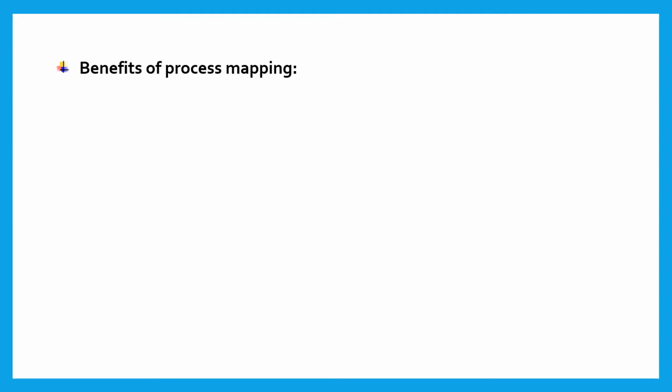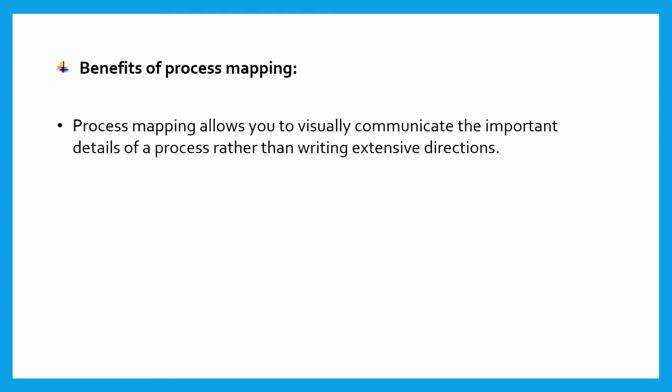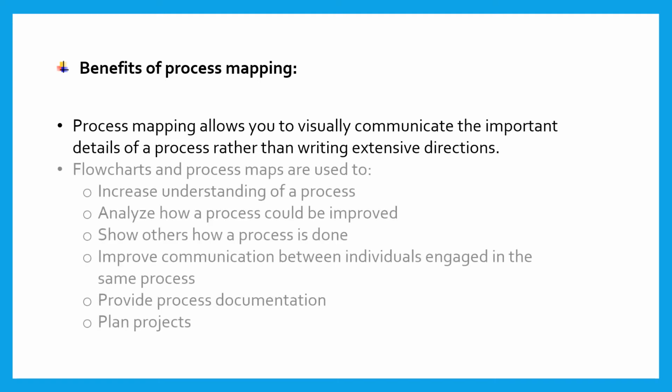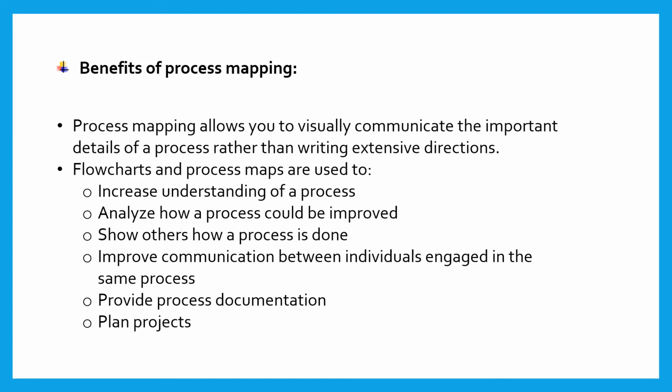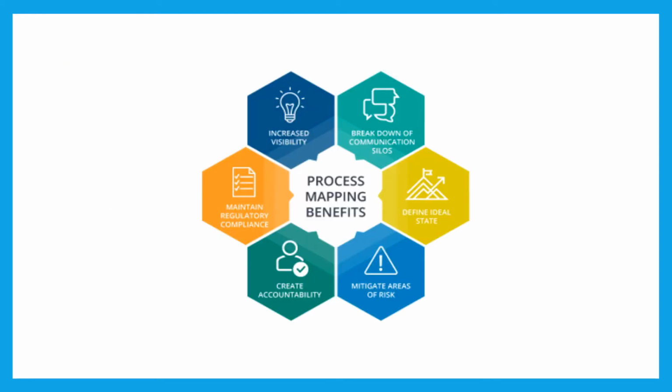Benefits of process mapping. Process mapping allows you to visually communicate the important details of a process rather than writing extensive directions. Process maps and flowcharts are used to increase understanding of a process, analyze how a process could be improved, show others how a process is done, improve communication between individuals engaged in the same process, provide process documentation, and plan projects.